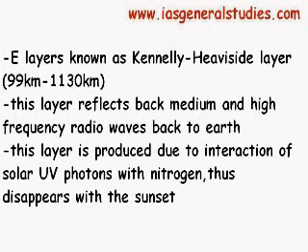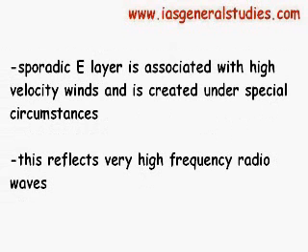And this layer is produced due to interaction of solar UV photons with nitrogen, thus disappears with the sunset. So again, the D layer disappears with the sunset, and the E layer also disappears with the sunset. Then the sporadic E layer is associated with the high velocity wind and is created under special circumstances. This reflects very high frequency radio waves.